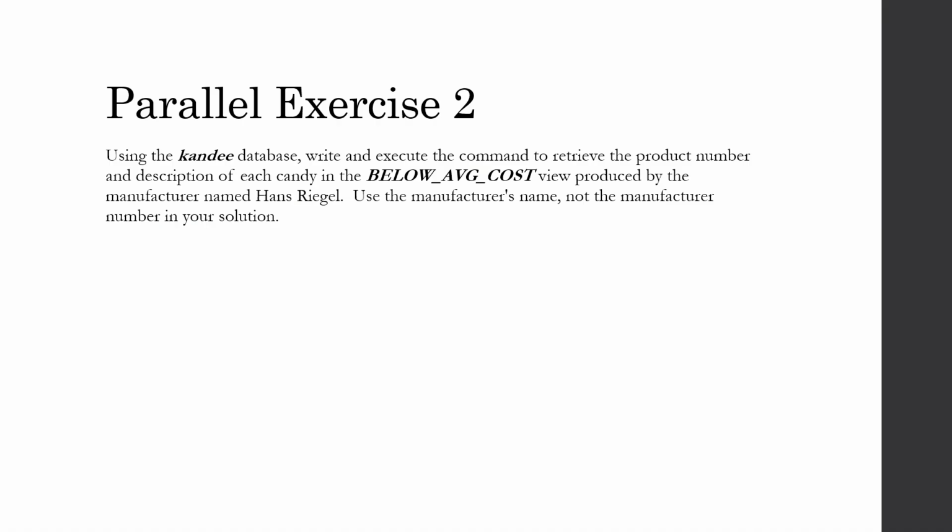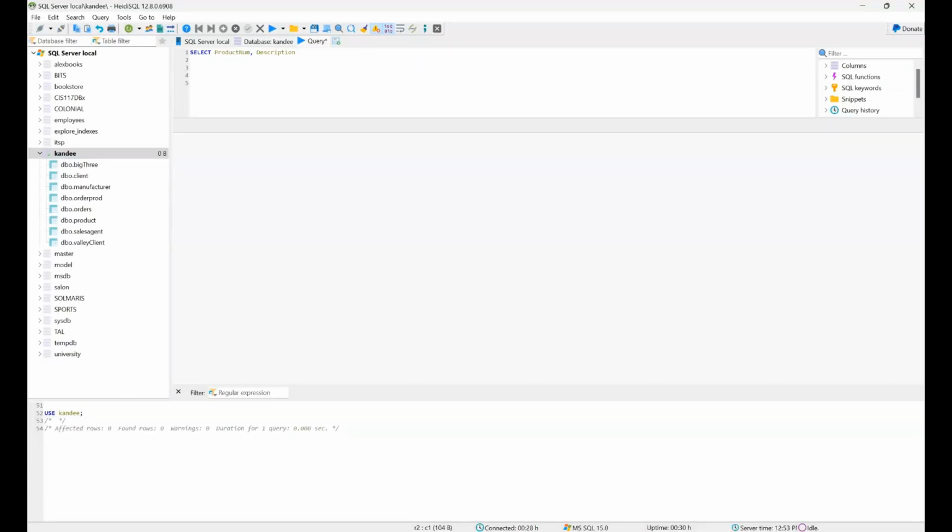Parallel Exercise 2. Using the Candy database, write and execute the command to retrieve the product number and description of each candy in the below average cost view produced by the manufacturer named Hans Riegel. Use the manufacturer's name, not the manufacturer number, in your solution. Parallel exercise 2 demonstrates that we can use a view as a substitute for a table, and we can use that in a join and then apply a filter just as we have done many times before without using a view, just using the base tables.